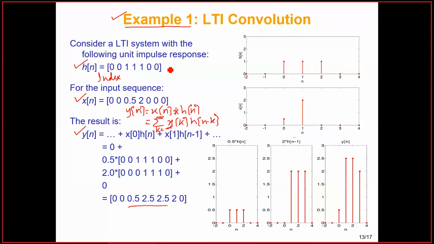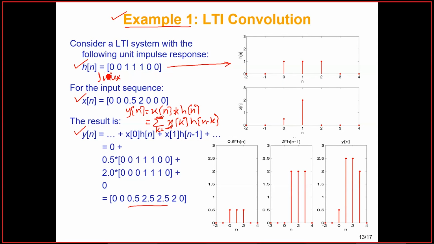But here if you see h of n, the plot that we have here, the first 0 is for n equal to minus 2. The second index is for n equal to minus 1, and then n equal to 0, 1, 2, and 3. So how do we really find out what the starting index is? Two methods I told you.